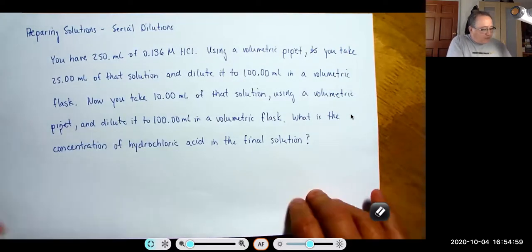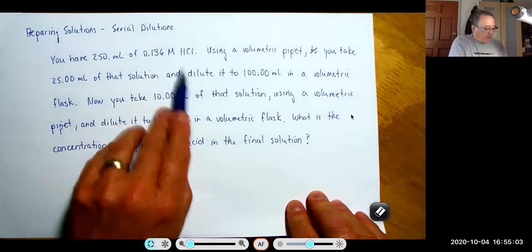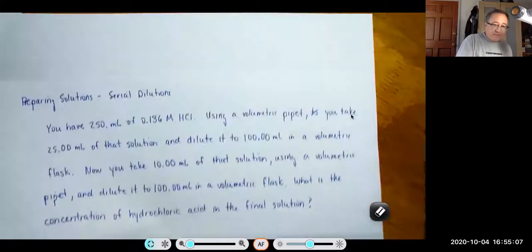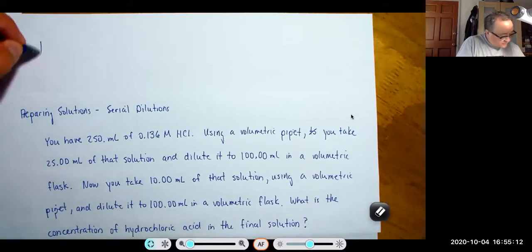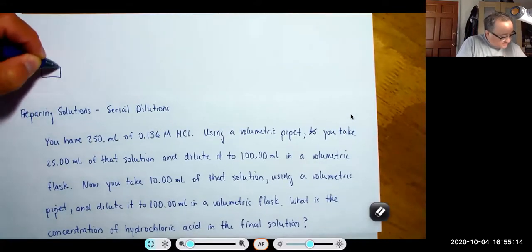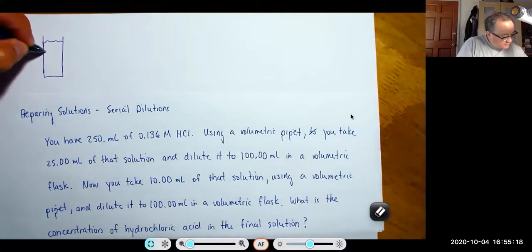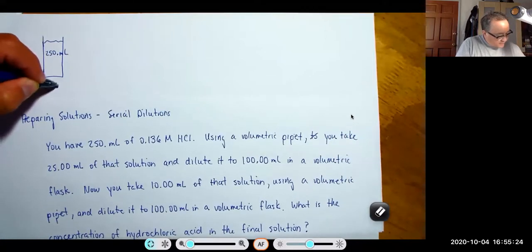Okay, so you have 250 milliliters of 0.136 molar hydrochloric acid. So we're going to go ahead and try and draw that. So 250 milliliters. This is going to be my little 250 milliliter container. So this is 250 milliliters, and this is 0.136 molar HCl.